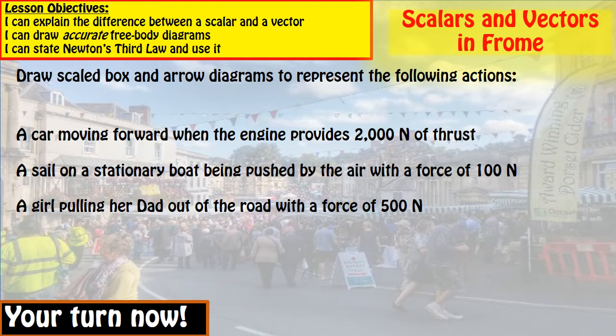The first one says a car moving forward when the engine provides 2,000 newtons of thrust. The second one says a sail on a stationary boat being pushed by the air with a force of 100 newtons. And the last one says a girl pulling her dad out of the road, just like we saw last lesson, with a force of 500 newtons. So if you can draw box and arrow diagrams with a ruler, I'll pause the video for you now.